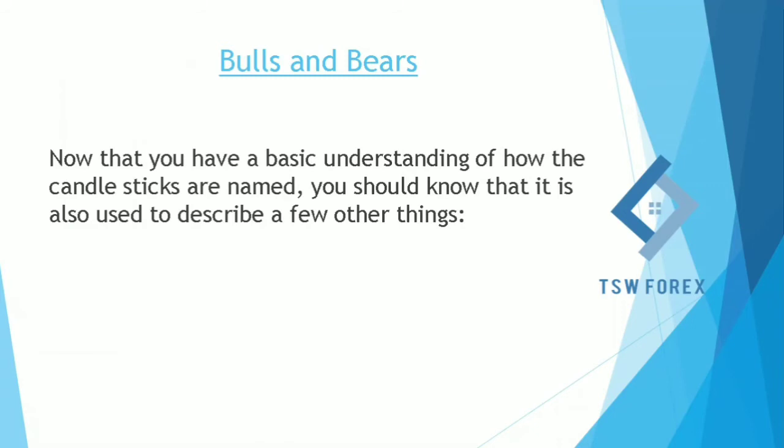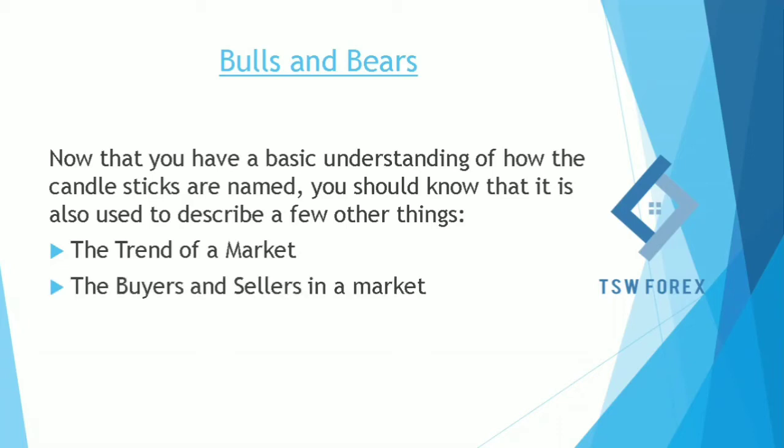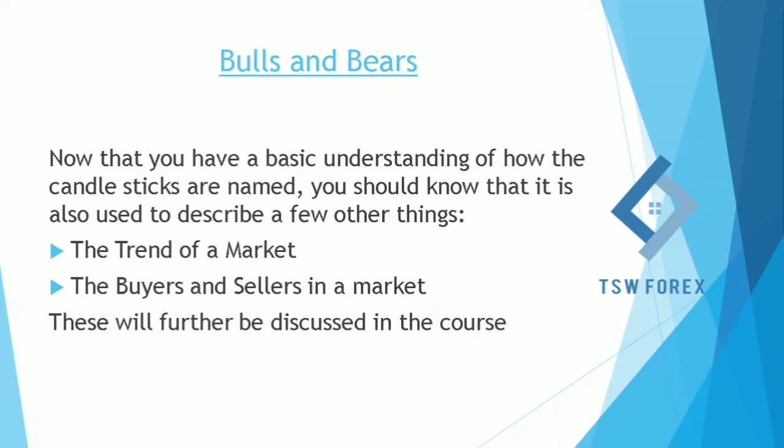Now that you have a basic understanding of how the candlesticks are named, you should know that the terms are also used to describe a few other things. The trend of the market. If a bullish candlestick opens at a low and closes at a high, then a bullish market simply means that when the market starts, it's at a low price, and when it ends, it's at a high price. So it's in an uptrend, it's going up. And the buyers and sellers in a market. The traders that buy in a market, we call them the bulls, and the sellers in a market, we call them the bears. These will be further discussed in the course.